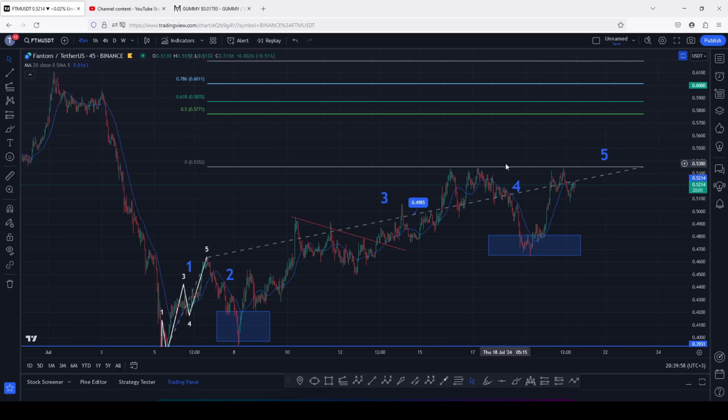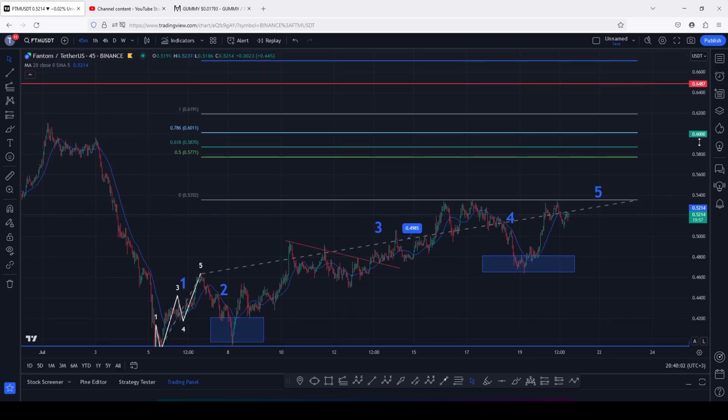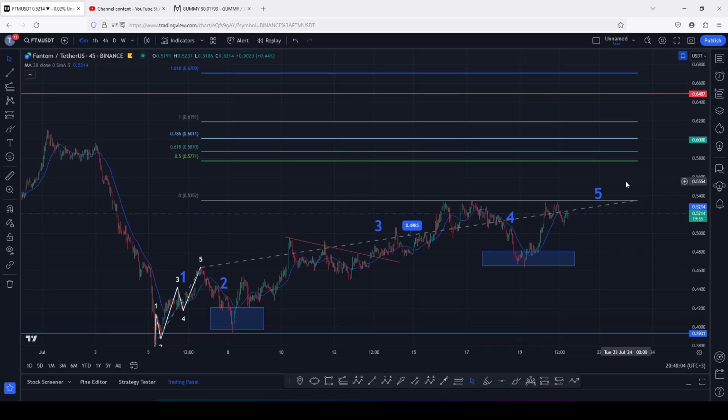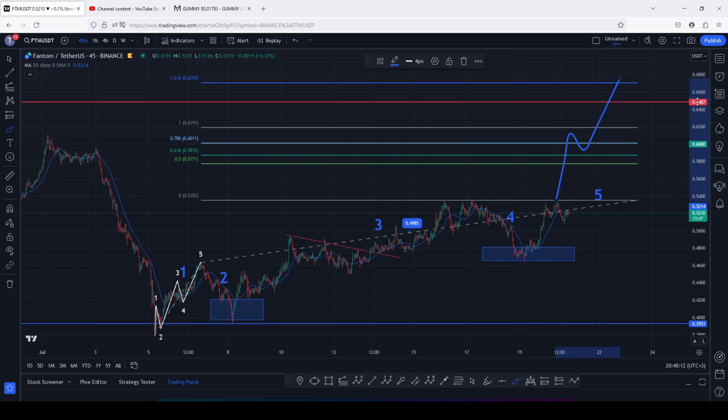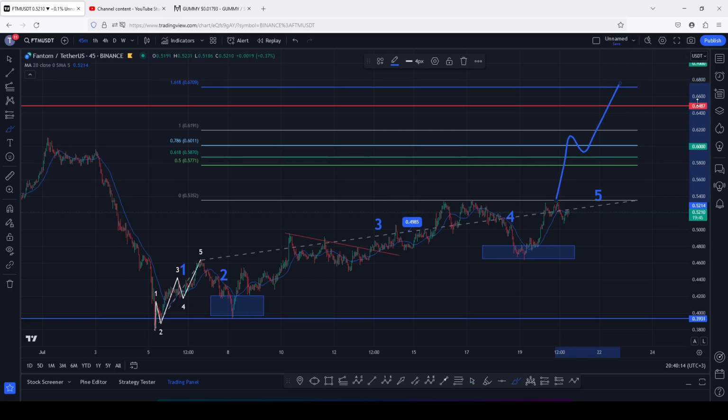lies above the 0.587, and the moment we manage to fully maximize that target area and we continue to see that bullish momentum, then I will be expecting even higher prices where we can easily see another push to the upside to the fib level 1.618, which perfectly lies above the 0.6709. So those are my breakout target areas here on the Phantom chart for the next coming hours.